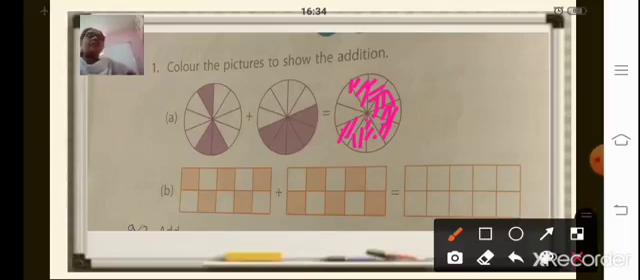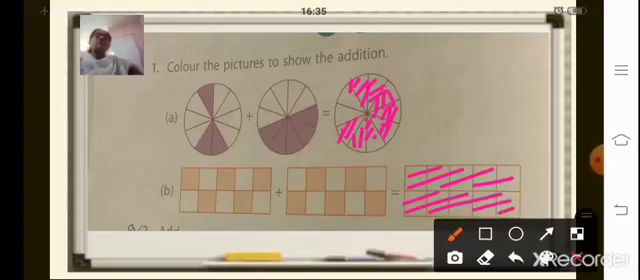Now the same way in the second figure. In the first figure 5 parts are colored and in the second figure also 5 parts are colored. So 5 plus 5, that is 10. So 0.5 plus 0.5 is 1.0. You can shade all the 10 parts together. Okay, so this is question number 1, you can do it in the textbook itself.